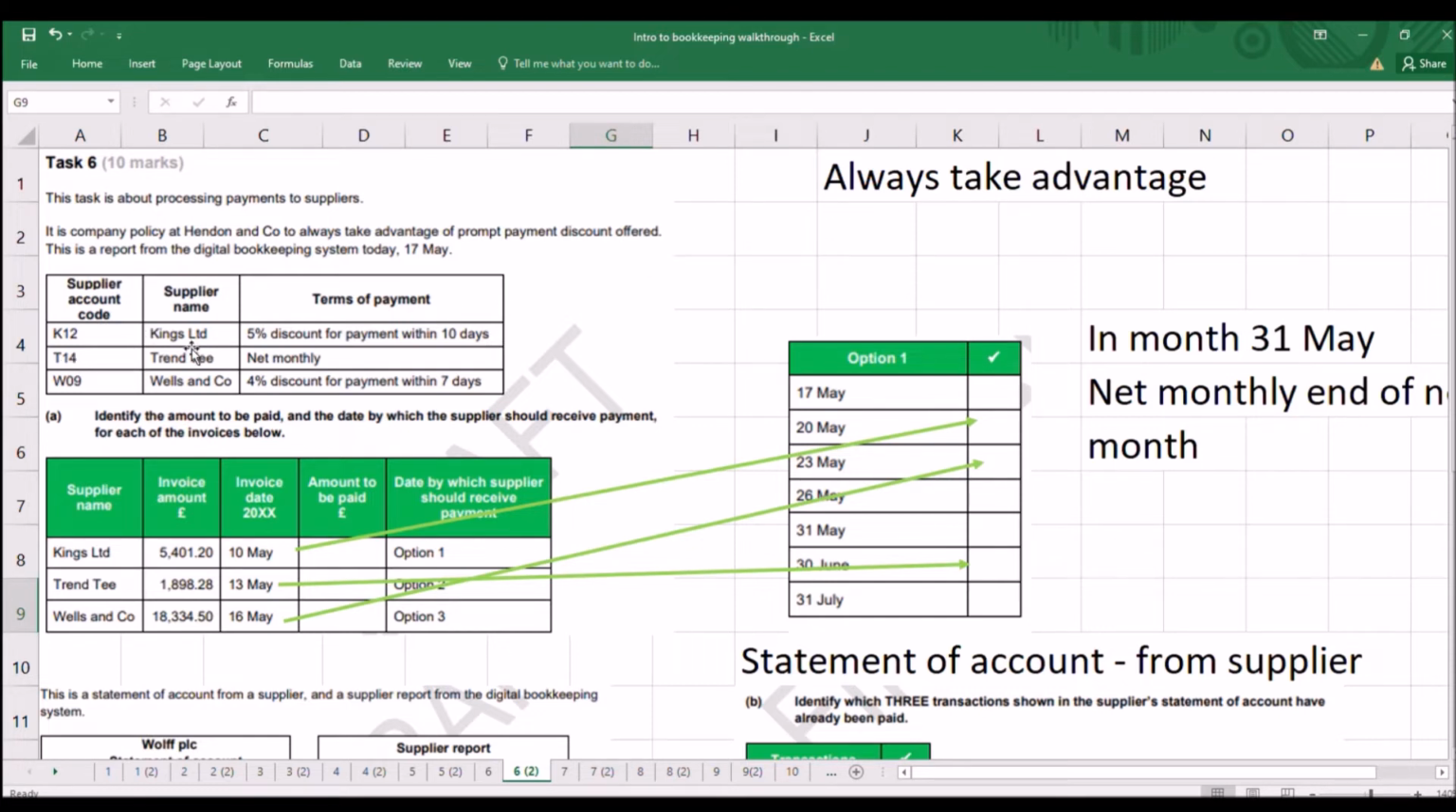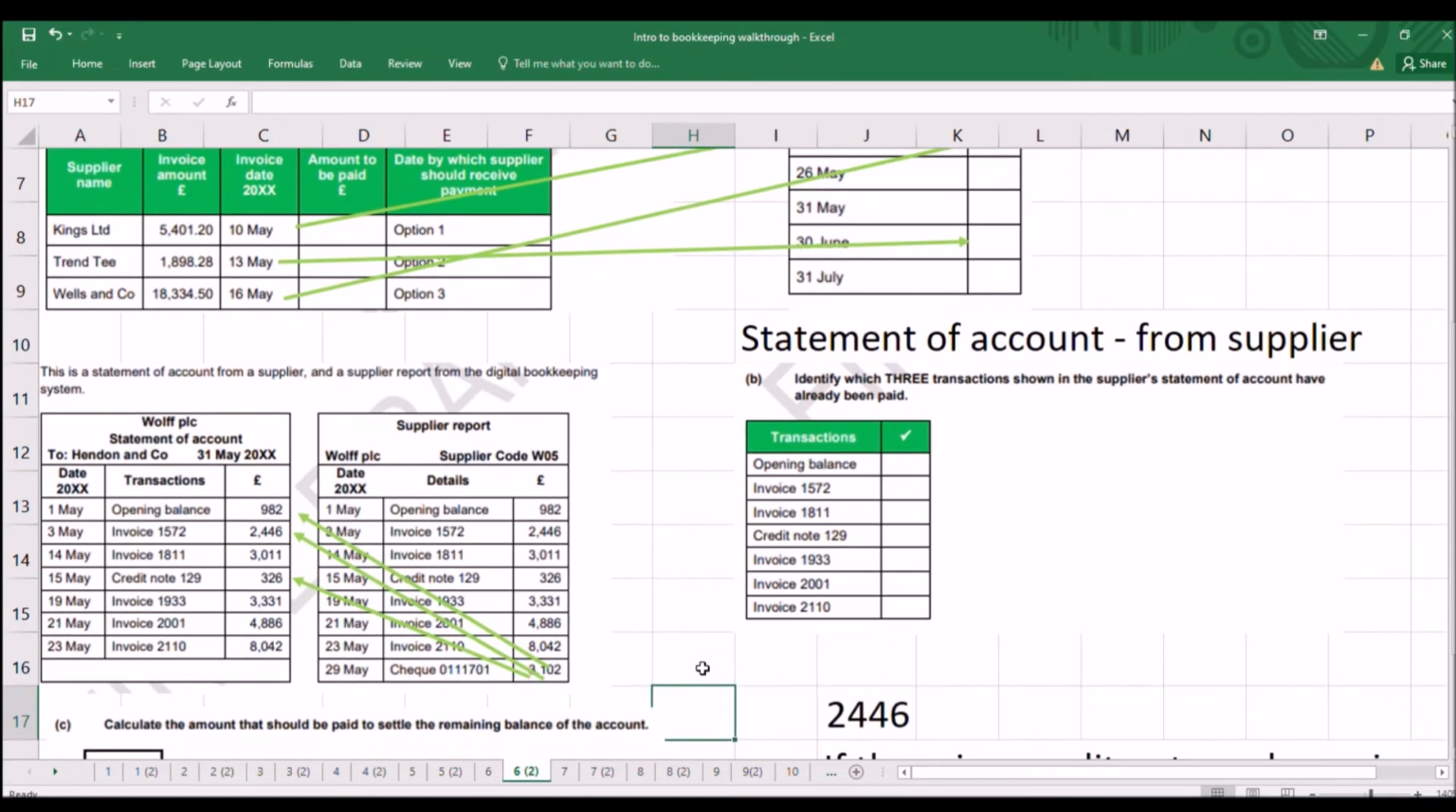So we've got our terms here. Kings Limited is saying 5% within 10 days. Trinity is saying net monthly, which is the end of the month after the invoice, and a 4% discount for payment within 7 days. So for Kings Limited, 10 days, add another 10, that's going to be 20th of May. Trinity is net monthly, which is the end of the next month, so end of this month, 31st of May, end of next month, 30th of June. And then 16th of May, add on 7 days, so that's going to be 23rd of May. Okay.